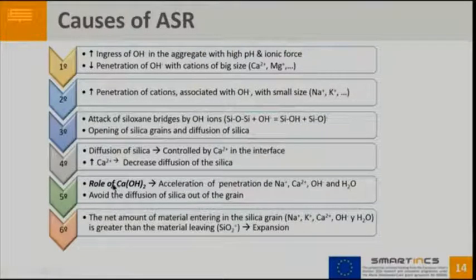The role of the portlandite contributes to the alkali silica reaction developed due to the acceleration of penetration of sodium and other cations and anions, and avoids the diffusion of the silica gels from the aggregates to the paste.